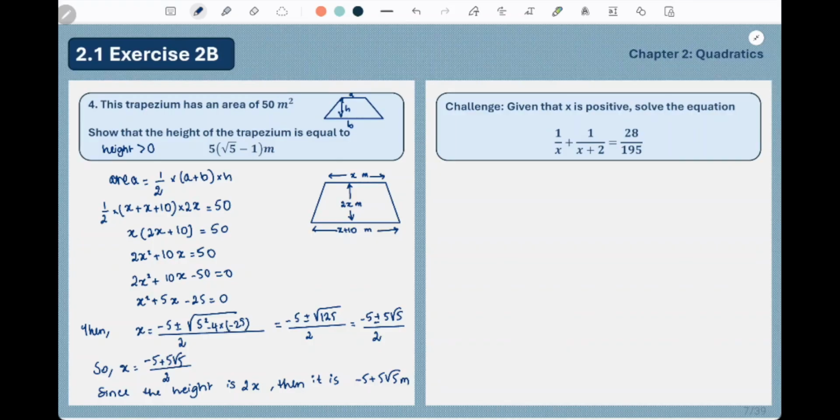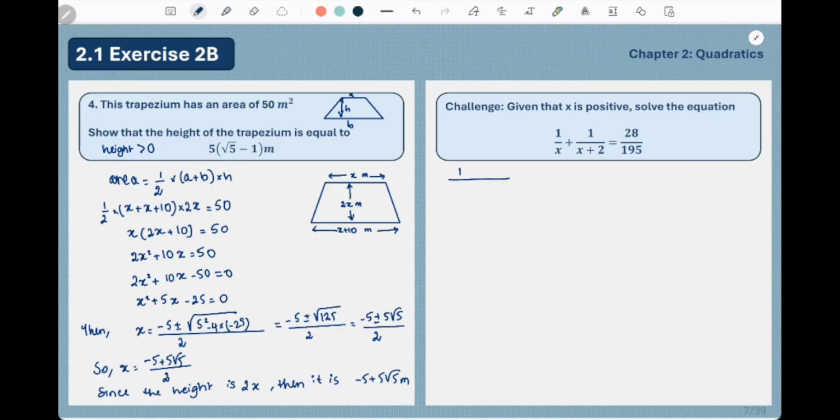So we've got a challenge here. Given that x is positive, solve the equation. So let's get started. Okay, so we have this equation over here. Let me just make them share the same denominator.